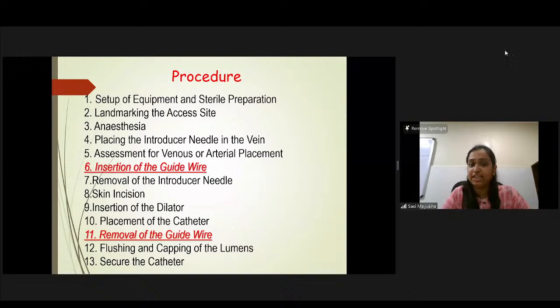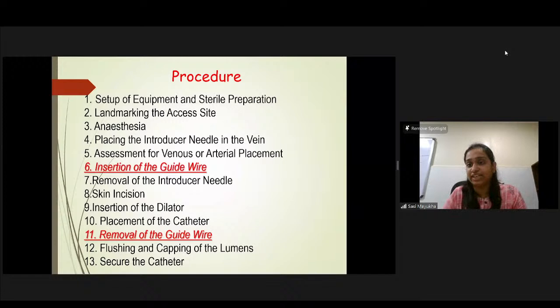There are two ways you can do this procedure. One is landmark guided, one is ultrasound guided. The landmark guided procedures have been slowly moving out of date, and all of us have moved towards ultrasound guided procedures. Mostly in the OT setup and ICU setups, we have moved towards ultrasound guided procedures. In the next coming slides, I'll tell you how we do an ultrasound and how we identify the vein.